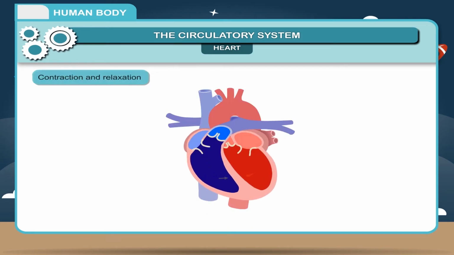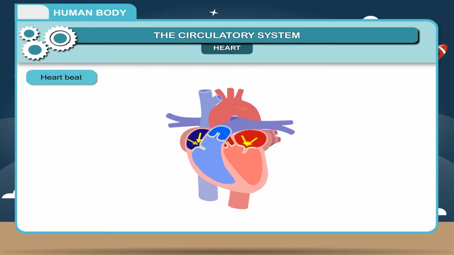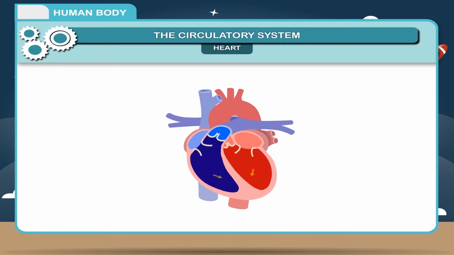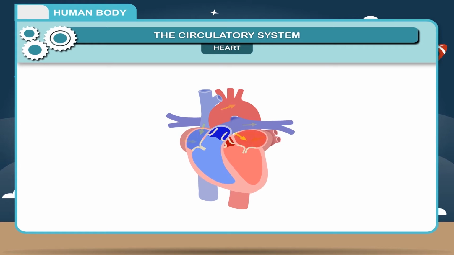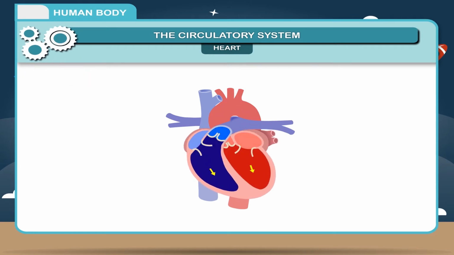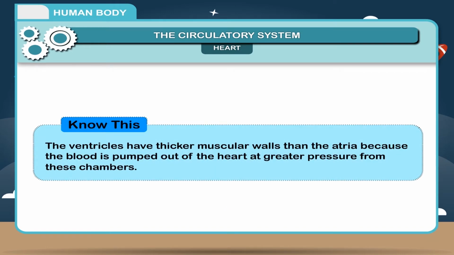The heart pumps blood by contraction and relaxation, which constitutes a heartbeat. The highest pressure when your heart beats and pushes the blood round your body is called blood pressure. The contraction of the heart is called systole and its relaxation is called diastole. Know this: the ventricles have thicker muscular walls than the atria because the blood is pumped out of the heart at greater pressure from these chambers.